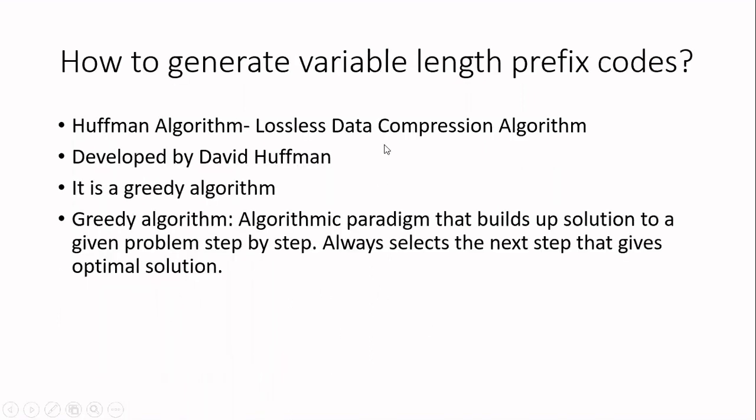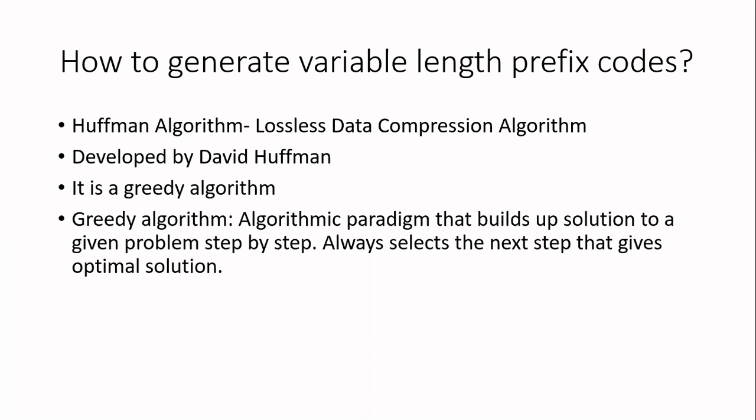Now, let us see how to generate this variable length prefix code. If you are using ASCII code, there is a standard table available. Anybody can use that table. But now, if you are going for a variable length prefix code, that code depends upon the message what you are going to communicate. So, every time it is going to change according to the message, because from the frequency of the characters appearing in the message only, we are going to construct the variable length code. So let us see how to generate it.